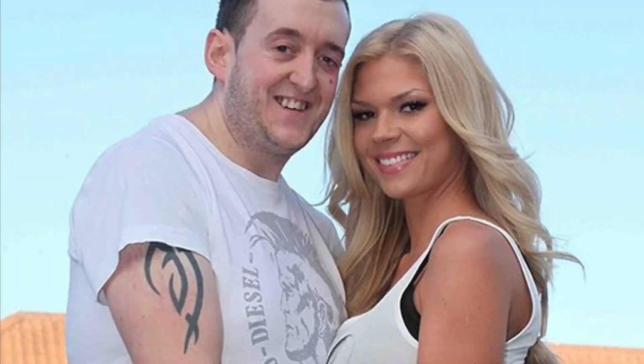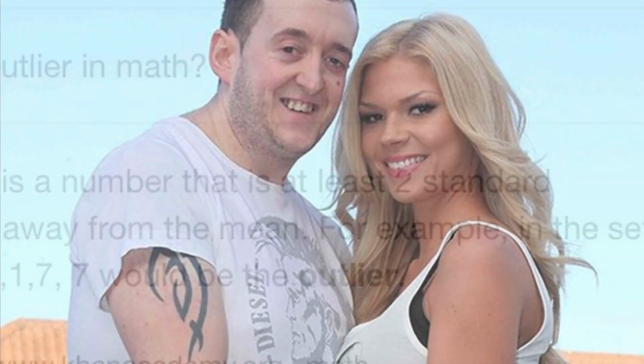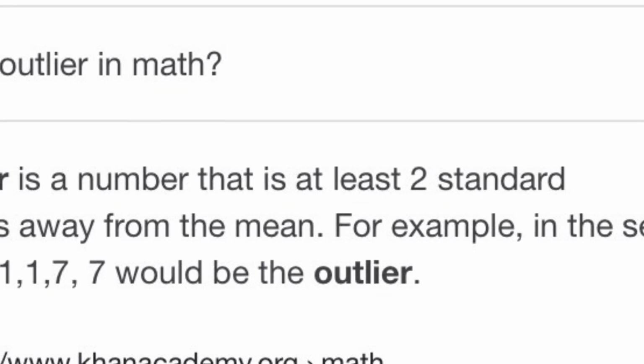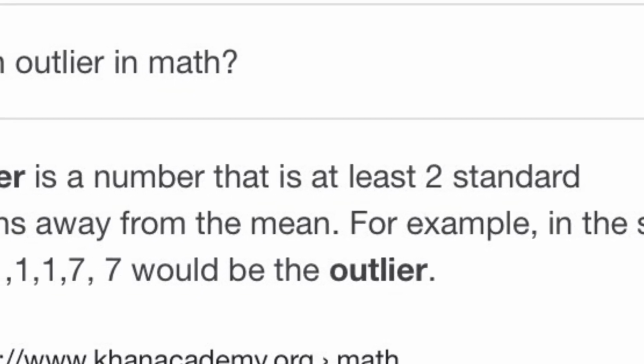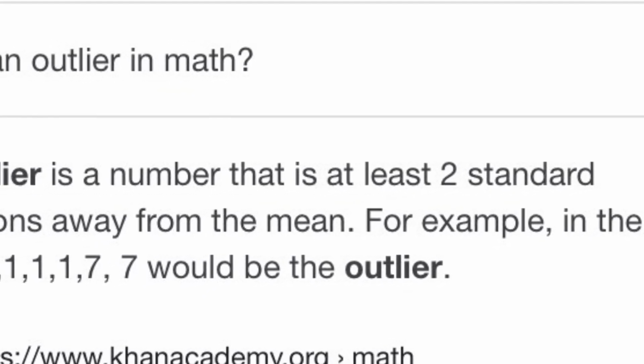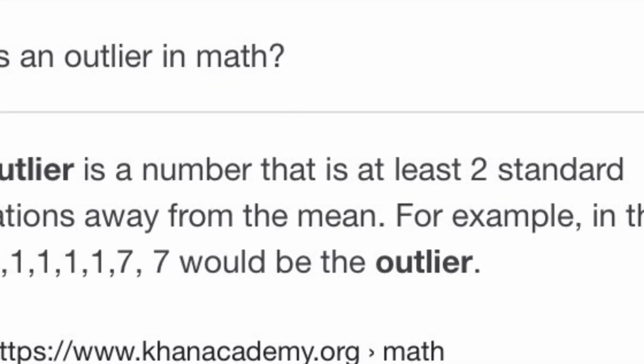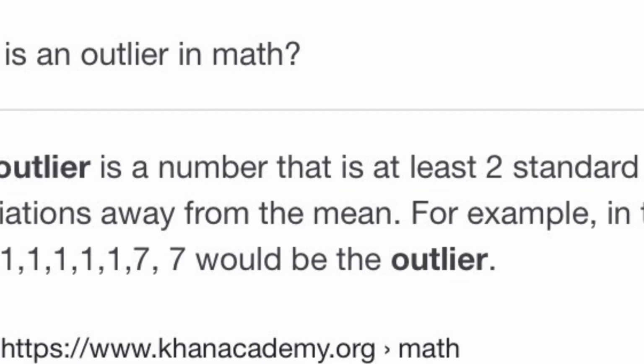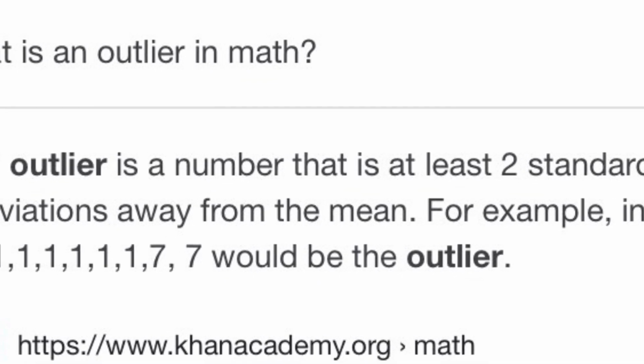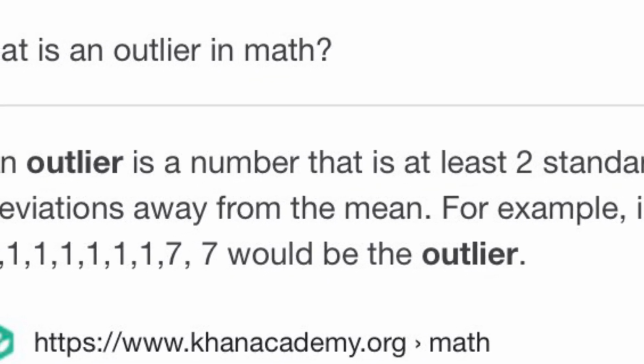Let's find out. The first thing that I wanted to address before getting to more of the major fallacies is the gross misuse of the term outlier. So here's the term outlier as defined in a mathematical sense. As defined by khanacademy.org under the math section, an outlier is a number that is at least 2 standard deviations away from the mean. So what this means is that outliers are your bottom 2 and top 2% of the data. They account for a total of 4% of the data.